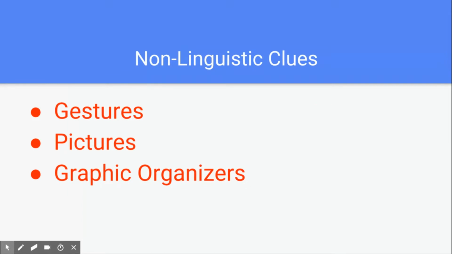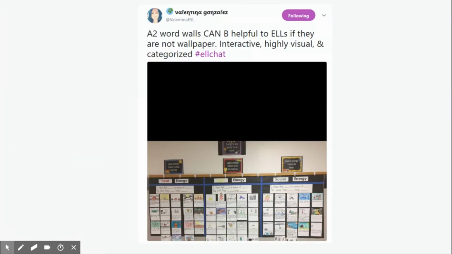Non-linguistic clues, gestures, pictures, graphic organizers. Those also are simple ways to differentiate instruction. Word walls are great. This is an example that Valentina Gonzalez has created. I don't know about your word walls, but oftentimes mine have been just sort of splattering the words up there. But for ELLs in particular, showing the words in categories with images, and it's not a question of having to have teachers do all the drawing. I have students draw them. And having them accessible for students during class time can enhance comprehension.